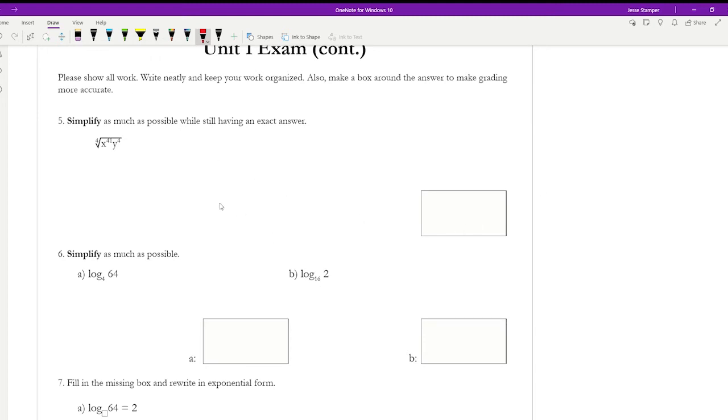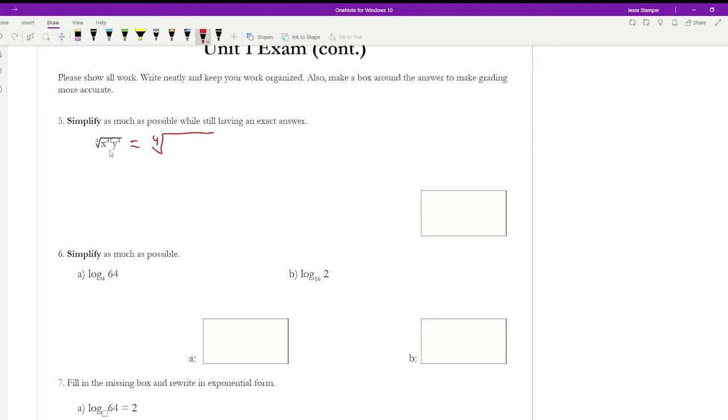Everyone, let's move on to the second page. Now on the second page on number 5, I asked you to simplify as much as possible while still having an exact answer. So what we need to do is factor this out a little bit. Now these are variables raised to an exponent, so it's really not too terribly hard. Remember that you're dealing with the fourth root, so we need groups of 4.